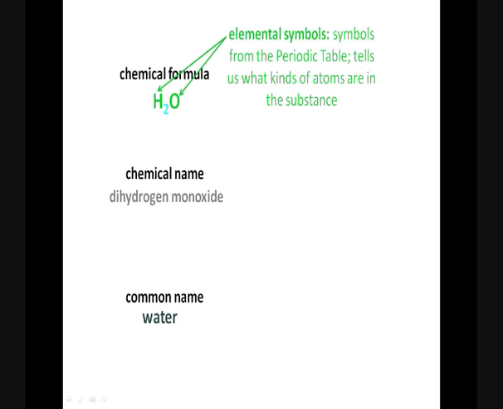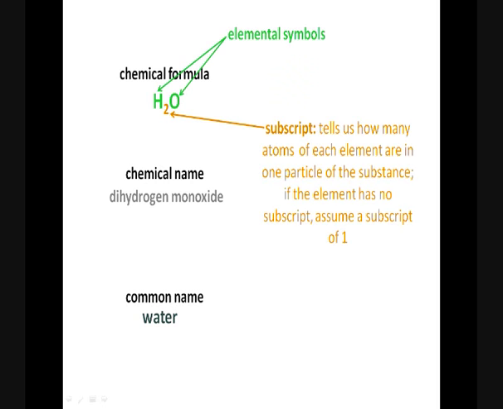The letters in the chemical formula represent the elements that make up that substance. These letters come from the elemental symbols on the periodic table, and they tell us what kinds of atoms are in the substance. Each new element starts with a capital letter. Here we see that the capital H stands for hydrogen and the O for oxygen.